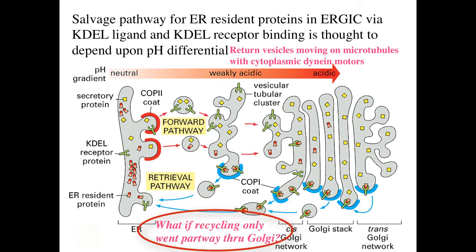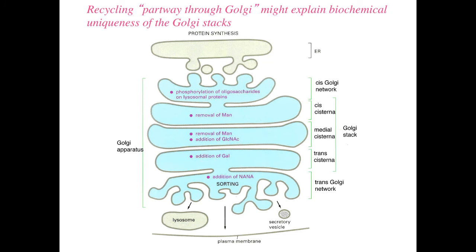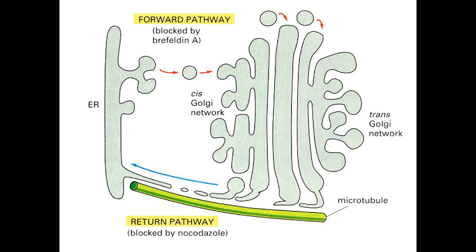What if recycling, instead of going all the way from the Golgi back to the ER, only went part way? In other words, you only went through part of the Golgi and then the recycling stopped. That recycling partway through the Golgi may be the way to explain the biochemical uniqueness of each Golgi stack. So the enzymes involved in certain regions of the Golgi maybe recycle back to those regions all the time, so that even though an entire cisterna is moving forward, the appropriate enzymes needed for function in the previous Golgi cisternae are brought back. That's an interesting model and an interesting extension of what we think is occurring.